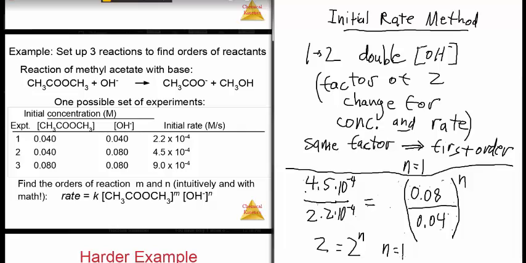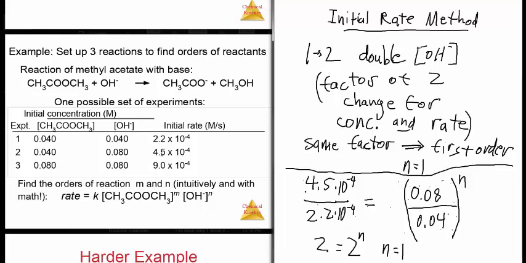But we still have to find the order of the methyl acetate, our other reactant. So which experiments should we compare to figure that out? Well, they need to be 2 experiments where the concentration of methyl acetate is the only thing that changes. So it looks like the hydroxide is the same between 2 and 3, and the methyl acetate doubles. And again, the rate doubles as well as the concentration.